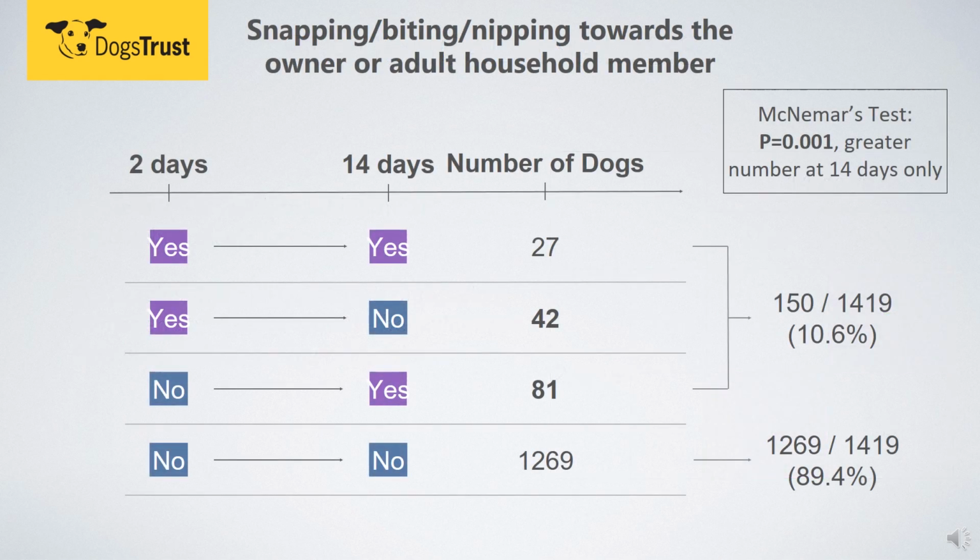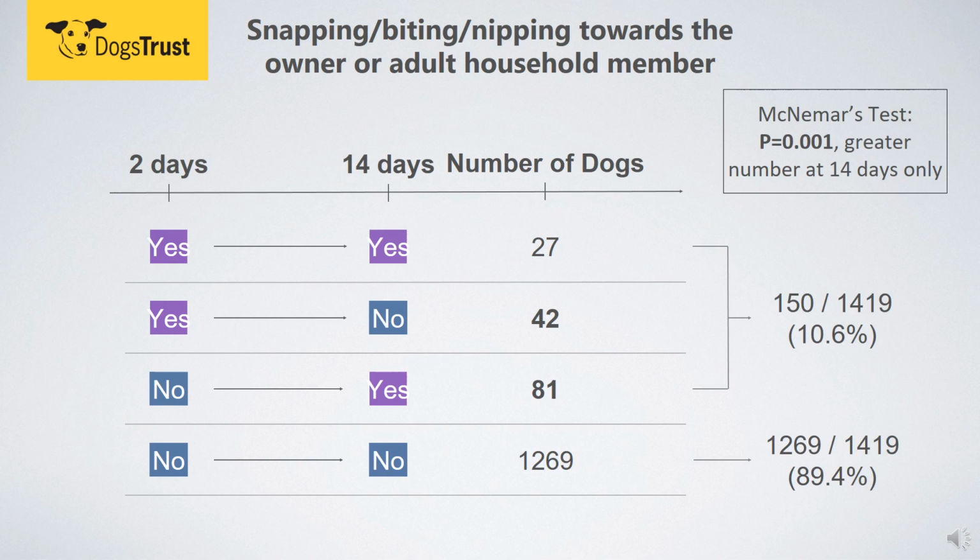Now on to the results. So this is for the first behaviour, which was snapping, biting or nipping towards the owner or adult member of the household. So for each dog we can see whether the behaviour was reported at 2 days, at 14 days, at both 2 days and 14 days, or at neither time point after adoption. So this behaviour was reported in 11% of dogs at either of the 2 time points, and the behaviour was not reported at either time point for 89% of the adopted dogs in this sample.